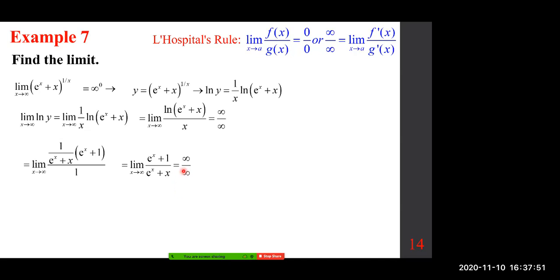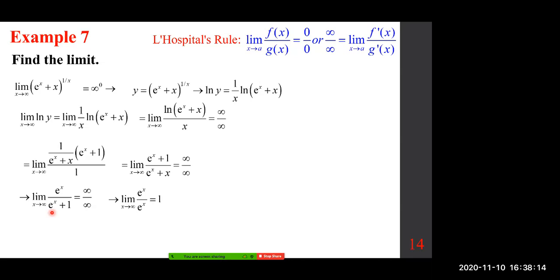So we are going to differentiate the top, becomes e to the power of x, and the bottom becomes e to the power of x plus 1. And I hope you see that's infinity over infinity. Differentiate the top is itself, and the bottom is e to the power of x, and we are practically done because this is equal to 1.